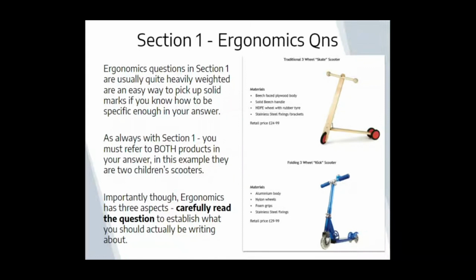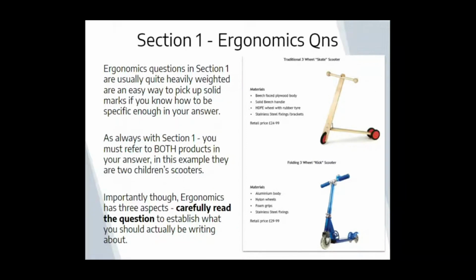We're now going to move on to look at section 1 ergonomics questions, where we're still comparing and contrasting the designs of the 2 products that you're given on page 1 of your higher design and manufacture exam. Ergonomics questions in section 1 are usually quite heavily weighted and are a really easy way to pick up solid marks if you know how to be specific enough in your answer. This is something that we have practiced quite well at National 5 level, and most of you have picked up really well when writing ergonomics answers and being specific about the parts and the body parts that you're talking about in those answers. So this is something that you can carry on from National 5 experience.